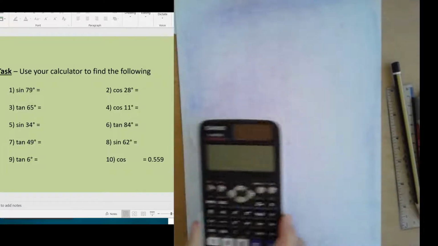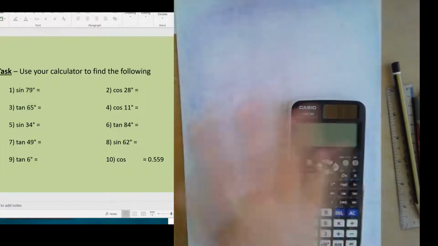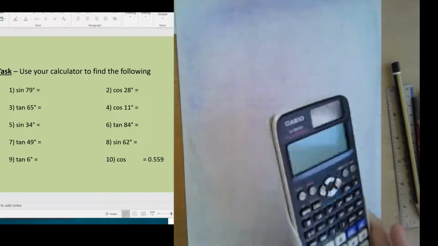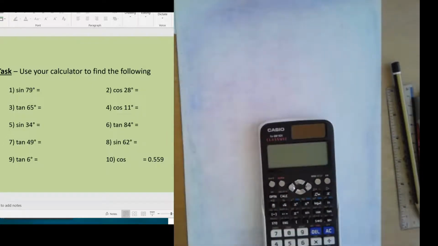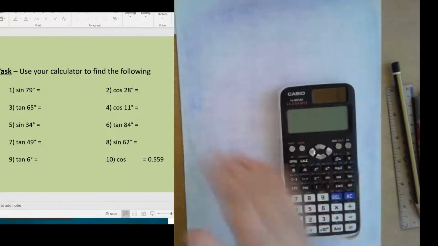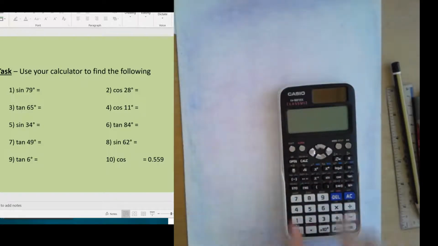Okay guys, so for the next part, we're actually going to start using our calculators. So please ensure you have your calculator. You don't necessarily need this one. I've just got this one because obviously I teach A-levels and this is one of the A-level calculators. So if you have your own, that is perfectly fine. Just remember you need to know how to use them.